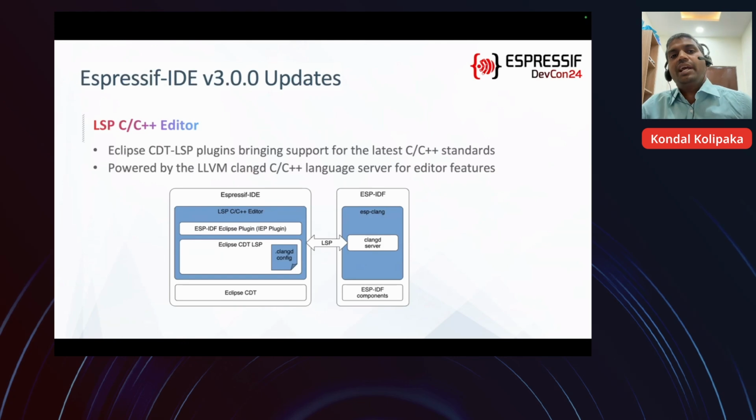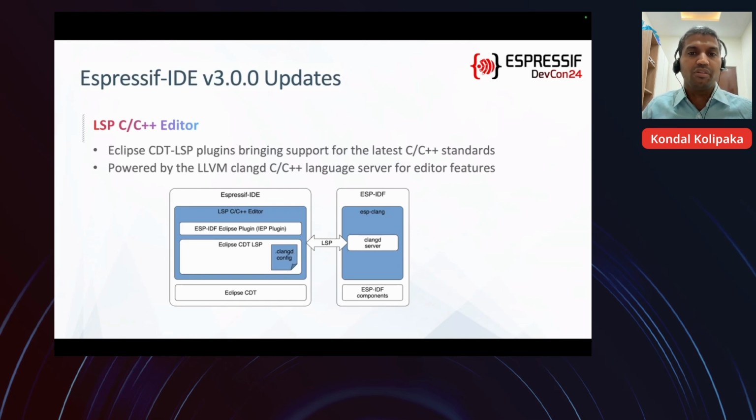So Eclipse CDT LSP is the plugin itself, and we are bundling those plugins along with the Espressif IDE. Hence, it works seamlessly when you're working with the ESP-IDF. This is powered by LLVM ClangD. ClangD is the language server, which basically helps us with editor features like code completion, IntelliSense, or indexing. These things we could make use of from the ClangD.